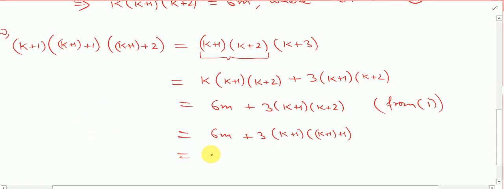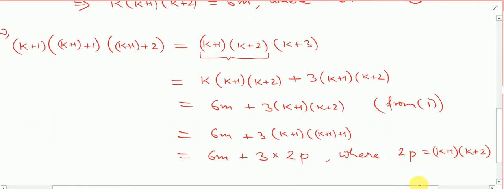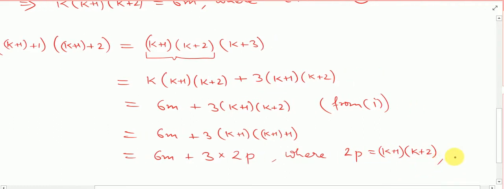So we can write 6m plus 3 times. And for k plus 1 into k plus 2, since we are taking the product of consecutive positive integers, I can write 2 times, let's say p, where 2p is equal to k plus 1, k plus 2. Because these two are positive consecutive integers, the product will be even, that means 2 times something, where 2p is this and p belongs to natural number.